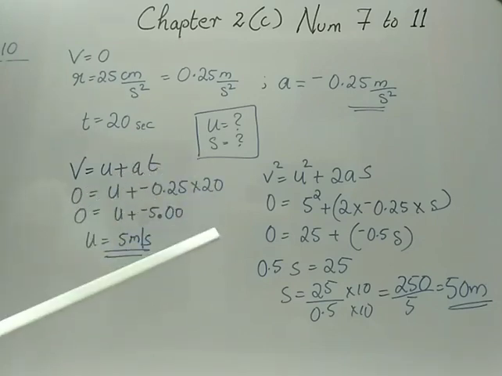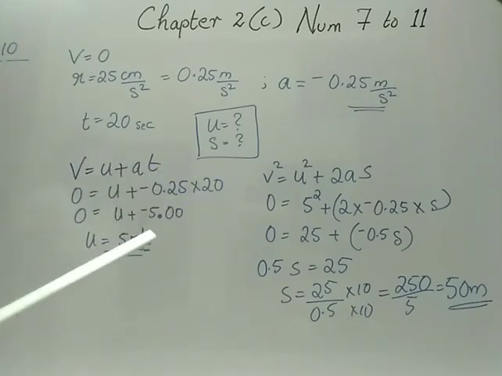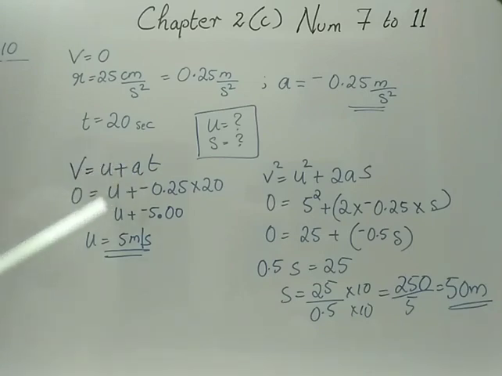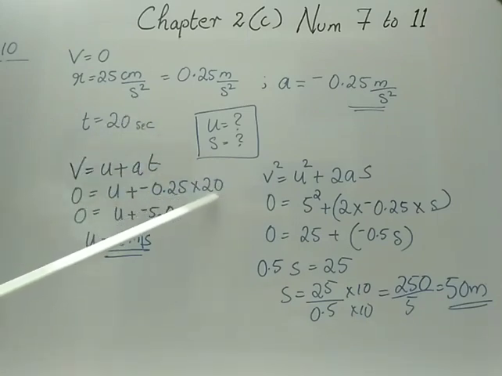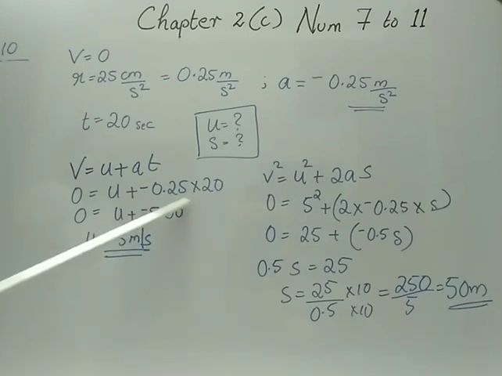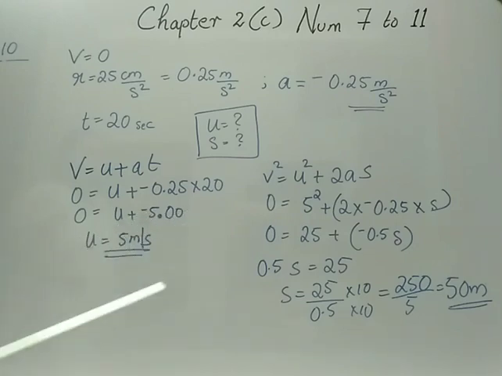The simple formula for this is v is equal to u plus at. If time, velocity and initial velocity are all given, take the first formula. So v is equal to u plus at, final velocity is 0. u plus a, a is negative 0.5, into time 20. 0.25 into 20: 25 into 2 is 50, then two decimals, so you will get negative 5.00.